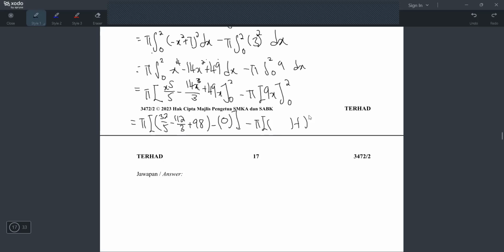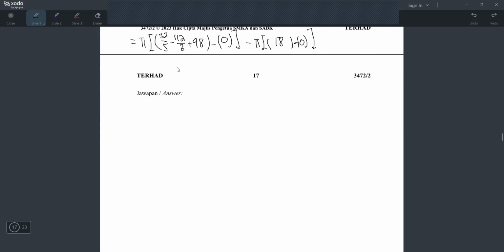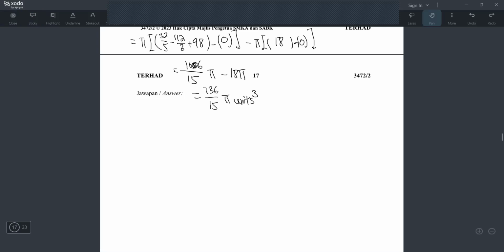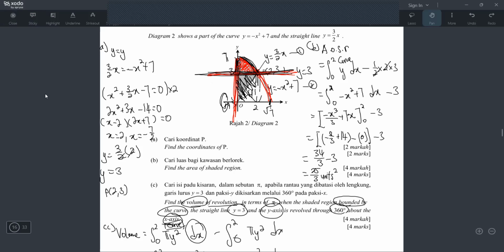This one also open 2 brackets. One for you to substitute 2, one for substituting 0. So 2 times 9 is 18, 0 times 9 is 0, and then don't forget to minus, right? Okay, now we press the calculator. What is 32 over 5 minus 112 over 3 plus 98? 1006 over 15 pi. But minus 0 no need to press, and then minus 18 pi, right? So minus 18. Okay, my calculator actually gives me 736 over 15, right? But it's in terms of pi, so you have to write pi units cubed because it's power 3, right? So this is the correct way to do it.